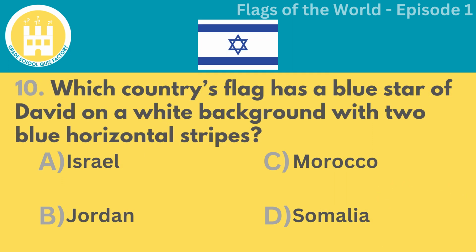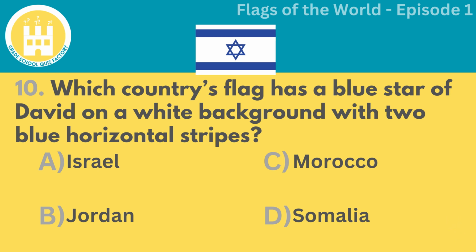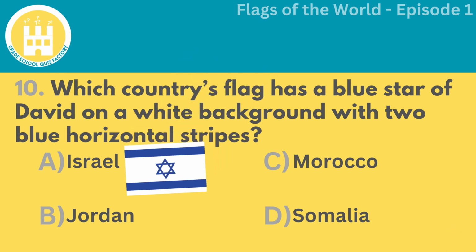And lastly, which country's flag has a blue Star of David on a white background with 2 blue horizontal stripes? The correct answer is letter A, Israel.